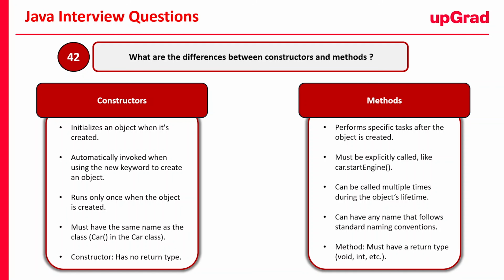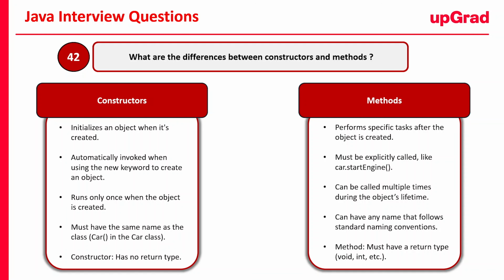Fifth one is return type. A constructor has no return type, whereas a method must have a return type that can be void, int, etc. So these were the differences between constructors and methods. I hope you guys understand these. So make sure to understand these differences as it is also being asked very often in Java interview questions.